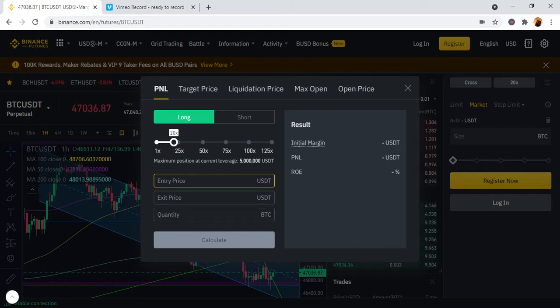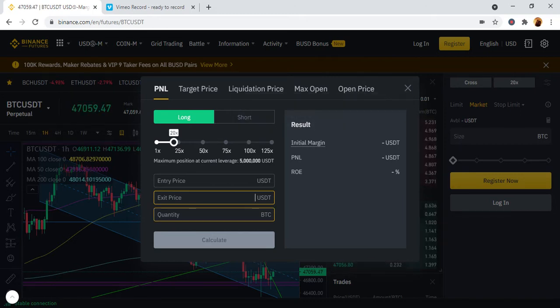So you enter the price you want to buy or sell. In this case, long for buy, short for sell. So pick your leverage, enter the price you are going to take profit, the quantity and click calculate and you will see figures all around it.